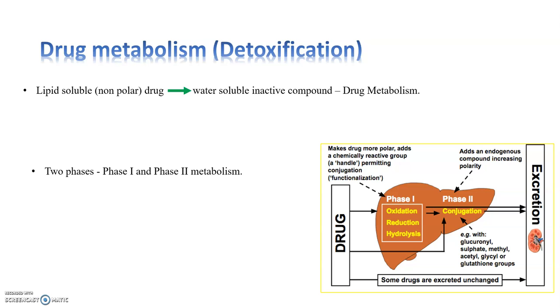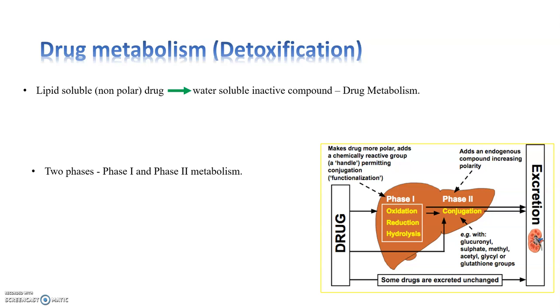So in phase 1, the non-polar lipid-natured compound is converted to polar form having an active functional group, and in phase 2 this polar compound is added with a conjugate, that is another compound in our body, and it is made inactive. The polar inactive compound can then be eliminated easily through our urine. That is what is done in drug metabolism.